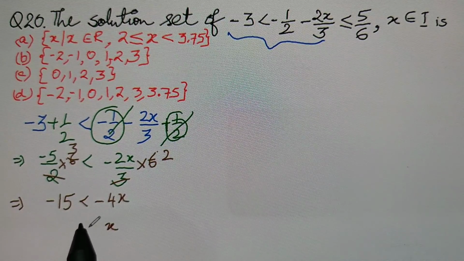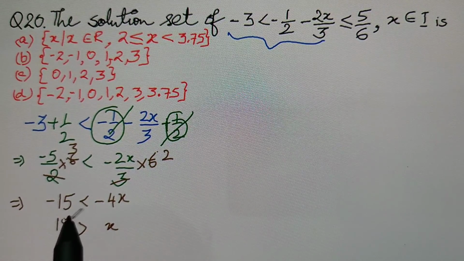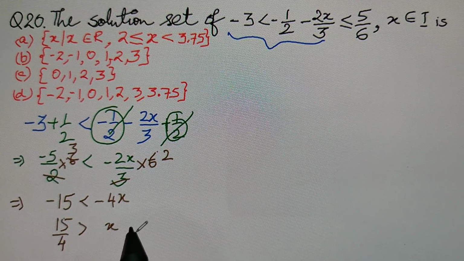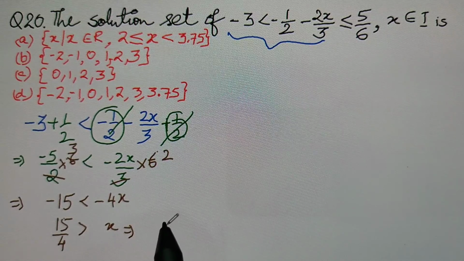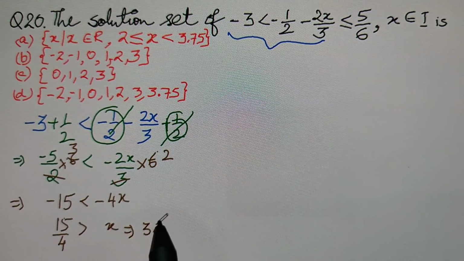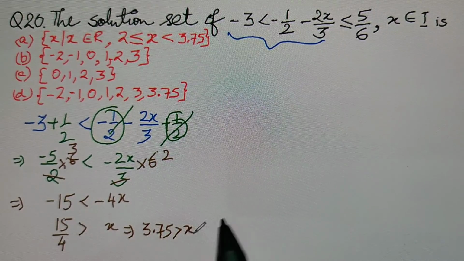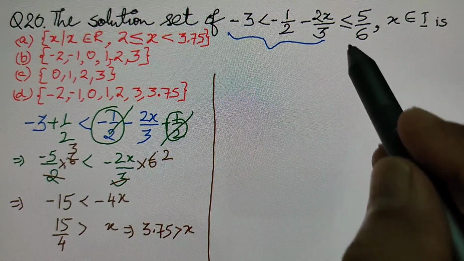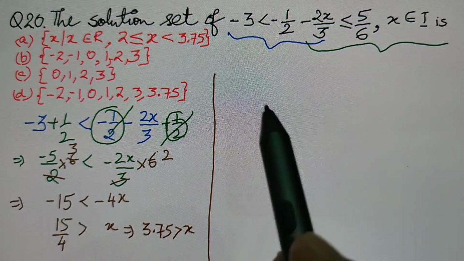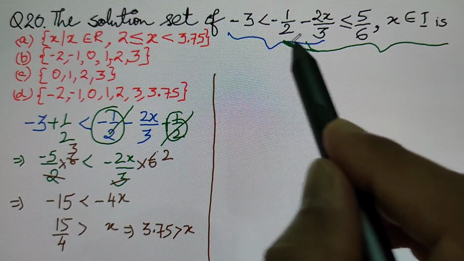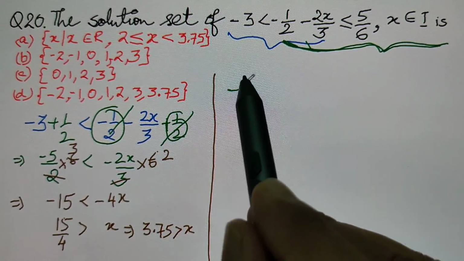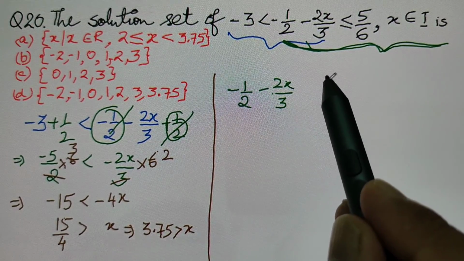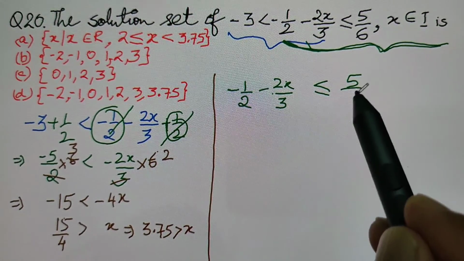Make x positive, so the sign changes. I get 15 upon 4, so x is less than 15 upon 4, which can be written as 3.75. Great. x is less than 3.75. Let's look at the second part of the question, from here to here. So I have minus 1 upon 2 minus 2x upon 3, which is less than 5 upon 6.